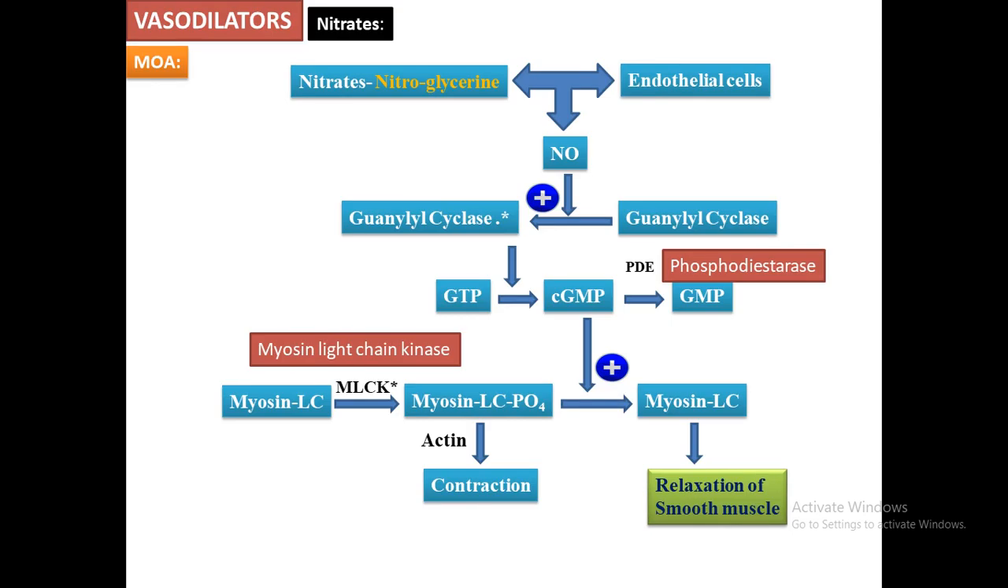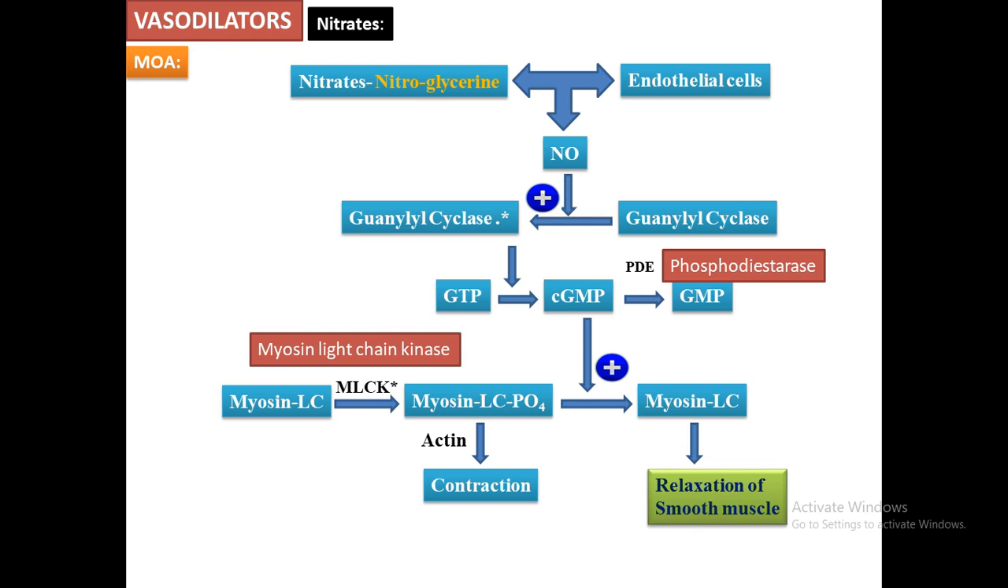So for the vasodilator nitrate, if we take nitroglycerin, and our endothelial cells, both are responsible for the release of nitric oxide. What happens with nitric oxide? It activates guanylyl cyclase. Here you can see the plus sign. This guanylyl cyclase is responsible for the conversion of GTP to cGMP, and cGMP, with the help of the enzyme phosphodiesterase, is converted to GMP.